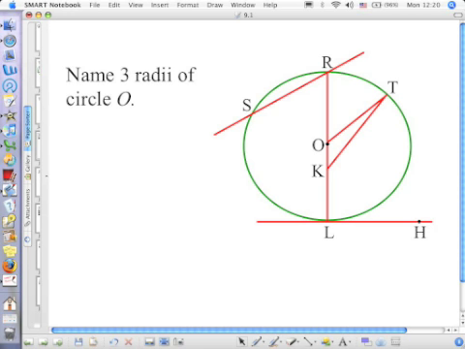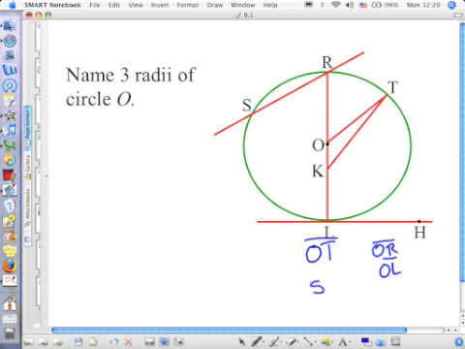And if you were going to write that on your paper, it's a single line segment over OT. What's another radii of this circle? Haley? OR is another one. Segment OR. What's another one? Lauren? OL. Is there another one that's not drawn? Yeah. SO. SO is another radii.